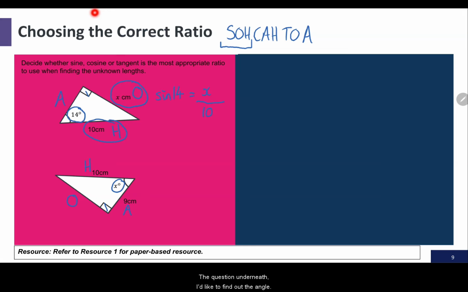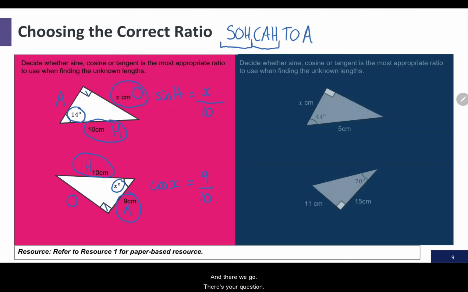The question underneath, I'd like to find out the angle. We know the value of H and we know the value of A. So I'm looking for an acronym where A and H are together. And there it is. So it would be cos X equals A divided by H. And there we go. There is your question. Pause the video and have a go now.